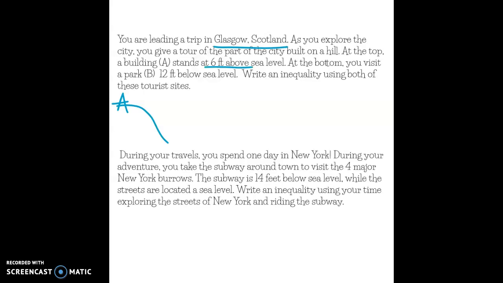At the bottom, you visit a park, B, 12 feet below sea level. So B looks like it's down here. And it looks like it's 12 feet below sea level. That's probably going to be important for later. Write an inequality, so I have to remember what an inequality is, using both of these tourist sites. So I'm looking at my two numbers, and they both look positive. But if I look at my vocabulary, above sea level means that I have a positive 6, and below sea level means that I have a negative 12.